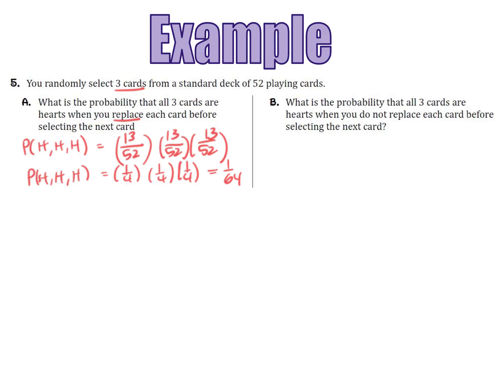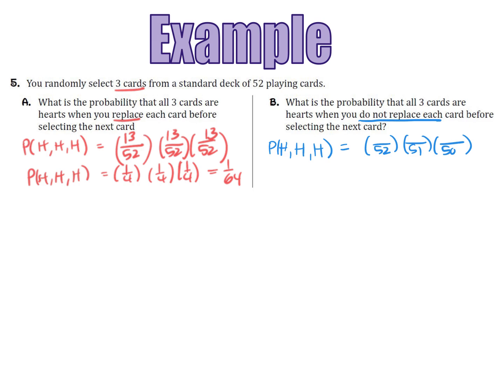All right, for part B, we're going to look at the exact same problem, except this time we are not going to put the cards back each time. So the probability of heart, but knowing that each time we're going to have fewer cards because we're not putting the card back in the deck. So the first time we pick a card, we'll have 52, then we'll have 51, then we'll have 50 cards.